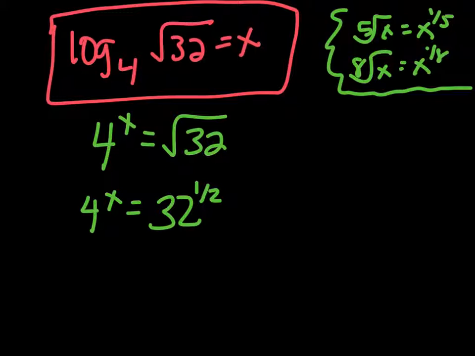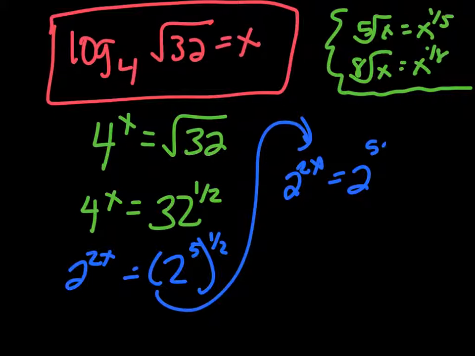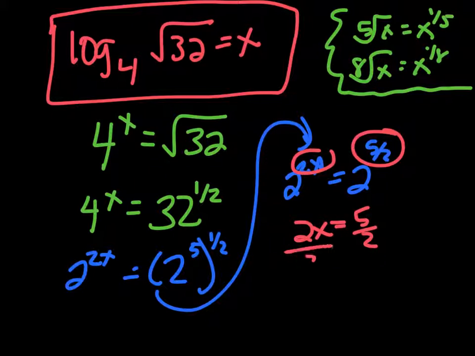So I can break down 4 into 2 squared. And I can break down 32 into 2 to the 5th. We just did that. And then you use your properties of exponents. So this is going to give me 2 to the 2x equals 2 to the 5/2. You multiply exponents when you have a power to a power. Once your bases are the same, you can set their exponents equal to each other and solve. 2x equals 5 over 2. Divide both sides by 2.